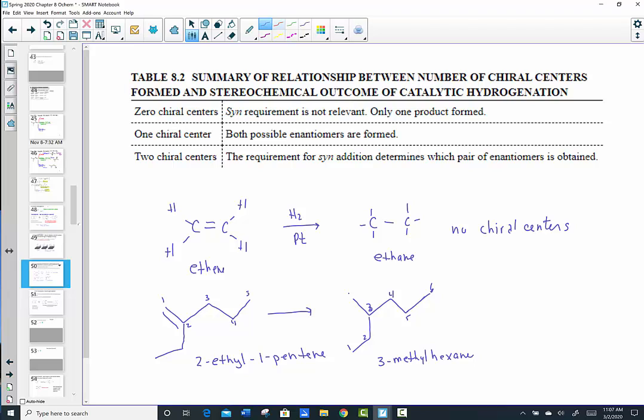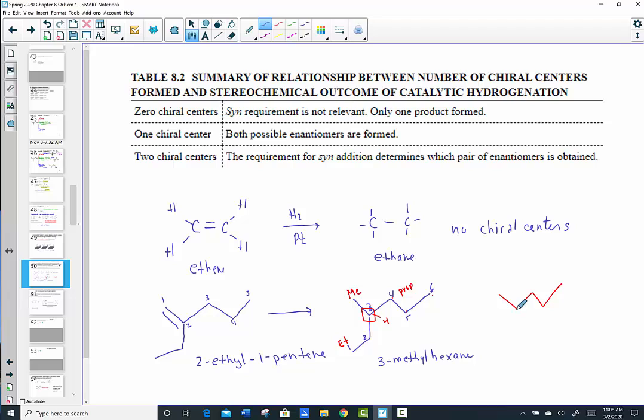But what about the chiral center? Is this a chiral center right here? And the answer is yes. We have a methyl group in this direction, we have an ethyl group in this direction, and we have a propyl group in this direction, and of course not drawn but you know is there is the hydrogen. So that means in a syn addition, both possible enantiomers are formed.